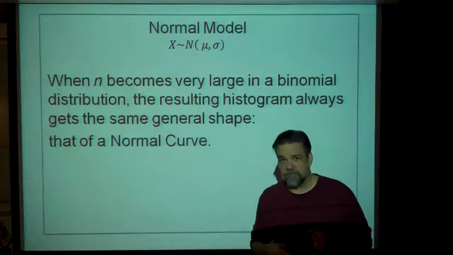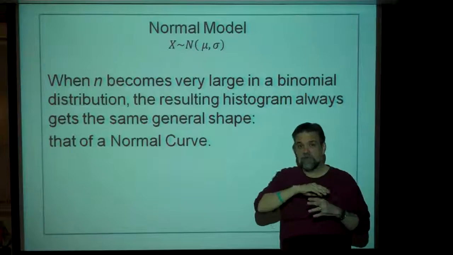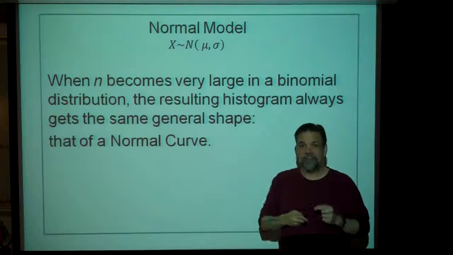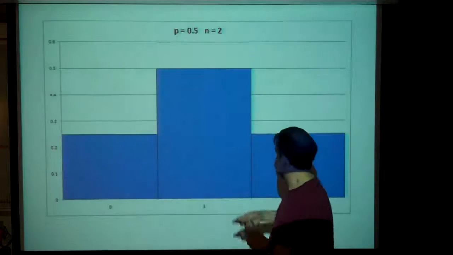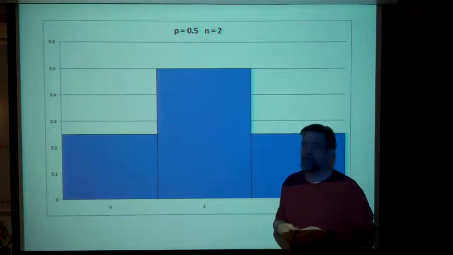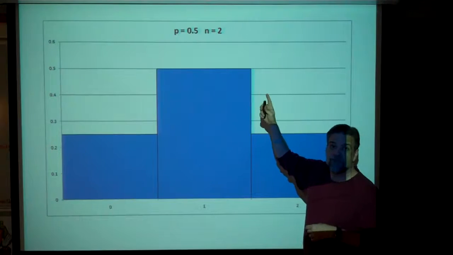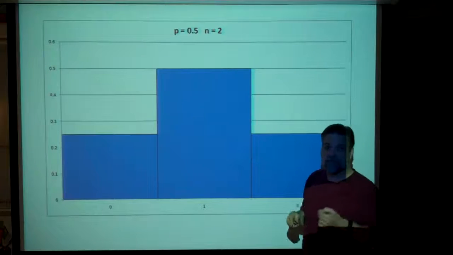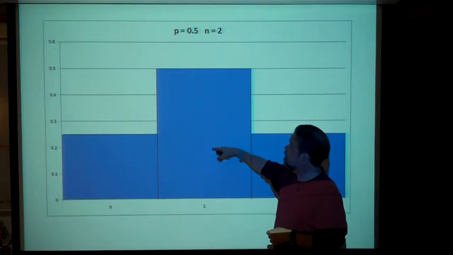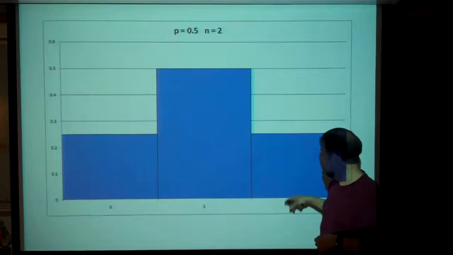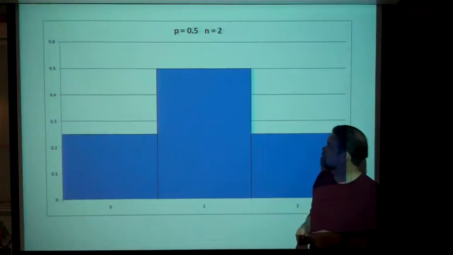Now, here's something interesting. The binomial random variable, the binomial distribution, starts looking a lot like the normal distribution when n gets big. And let me show you what I mean. Okay? Here is a histogram from two flips of a coin. My probability is 1/2. That's the p is 1/2. That's the probability of success. And I flipped my coin twice. There's a 25% chance of no heads. There's a 50% chance of getting one head. And there's a 25% chance of getting two heads. Okay, very simple looking histogram.